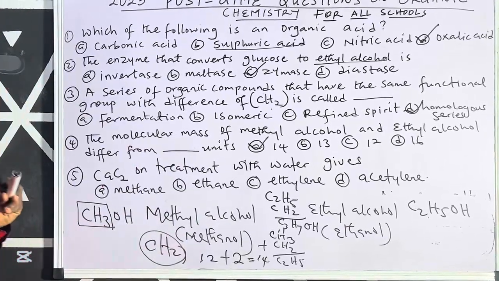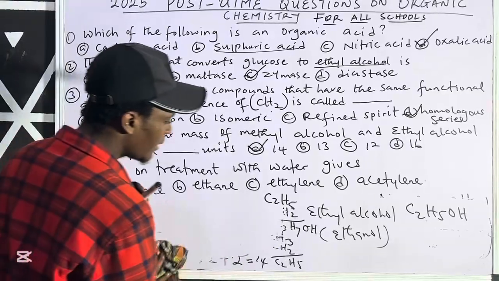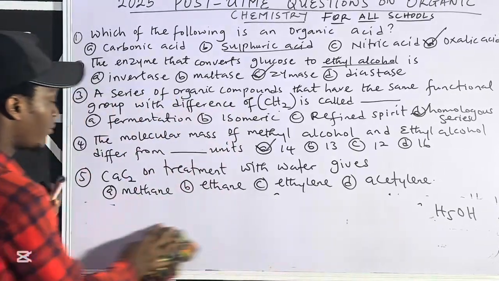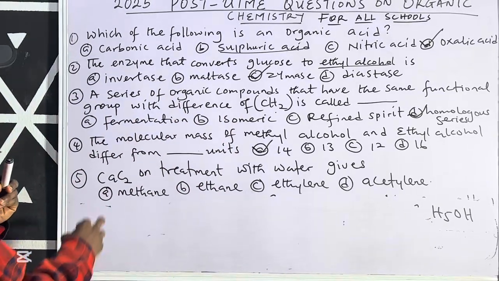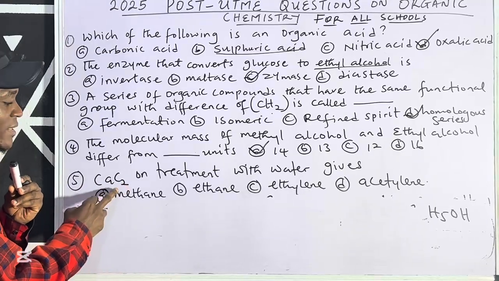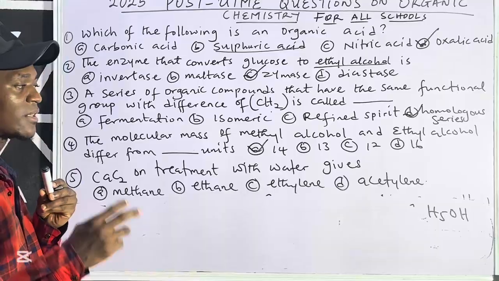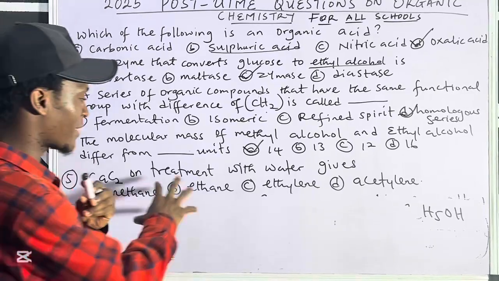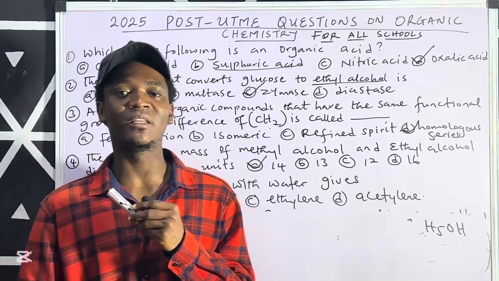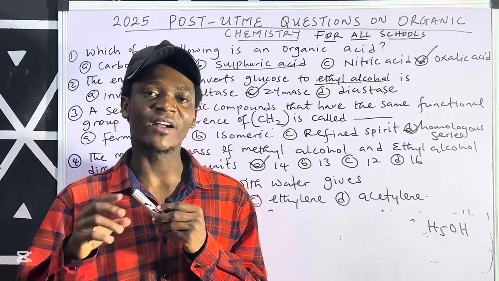Then let's see question 5. In question 5, we were told that calcium carbide, because CaC2 is calcium carbide, on treatment with water gives dash. Now, this particular question is coming from the laboratory preparation of alkynes.